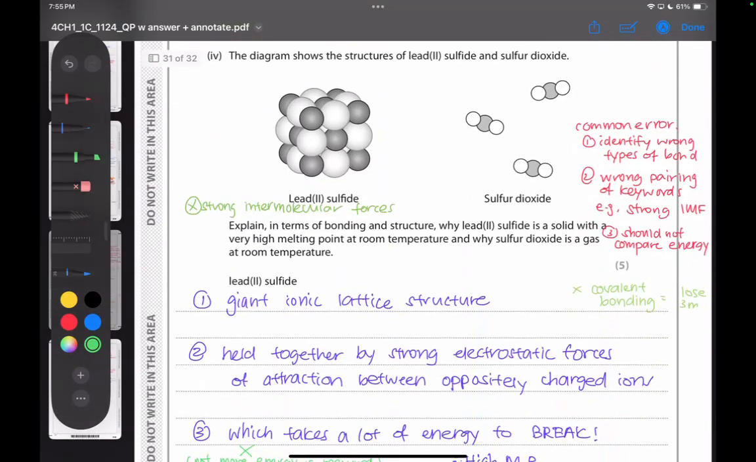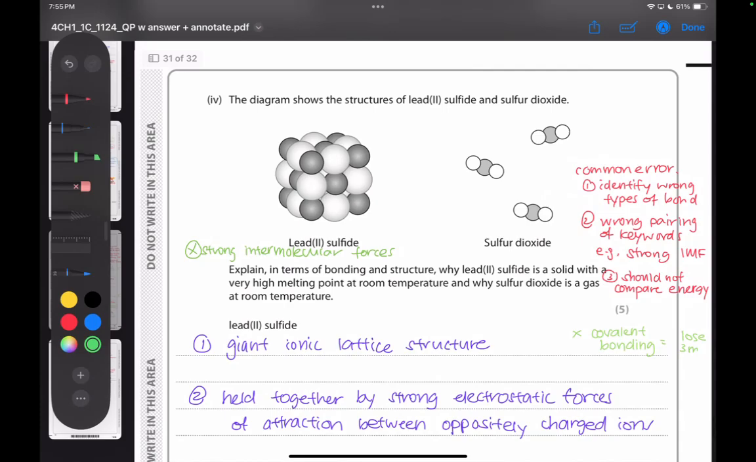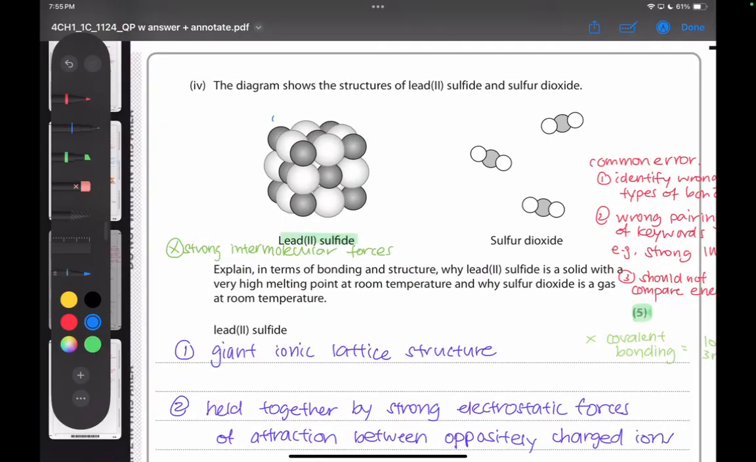All right, then we have a very lengthy 5-mark question. It's not that hard, but you need to know what you are dealing with. Right now there's a diagram for you. You can tell that lead sulfide here is actually our ionic substance, an ionic compound. And for our sulfur dioxide, you can see it's a small molecule, isn't it? So small molecules, this is our simple covalent bonds.